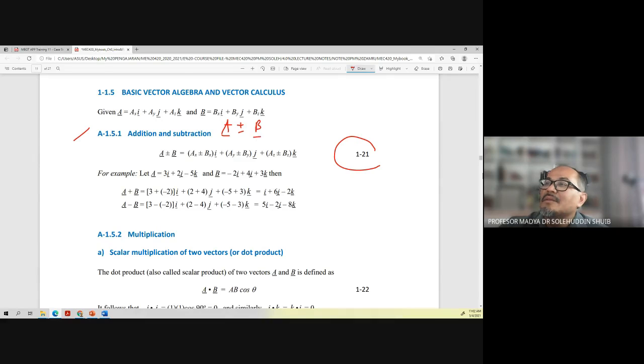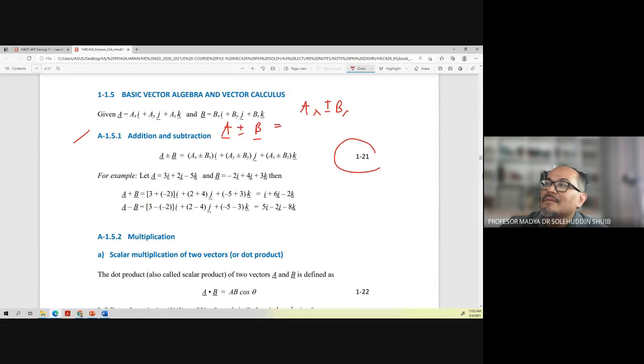If vector A plus or minus vector B, you can have A_x plus or minus B_x, and then the unit vector is i, and then plus, if we have y, we're going to have A_y plus or minus B_y, and then the unit vector is j. If we have k, then it will be A_z plus or minus B_z, and then the unit vector is k.